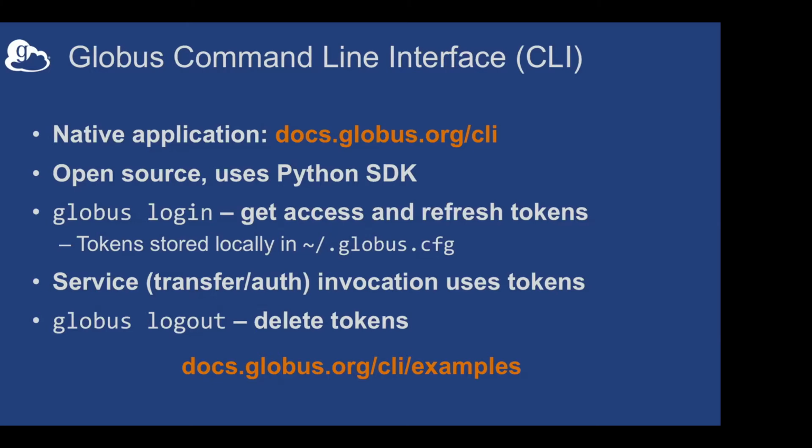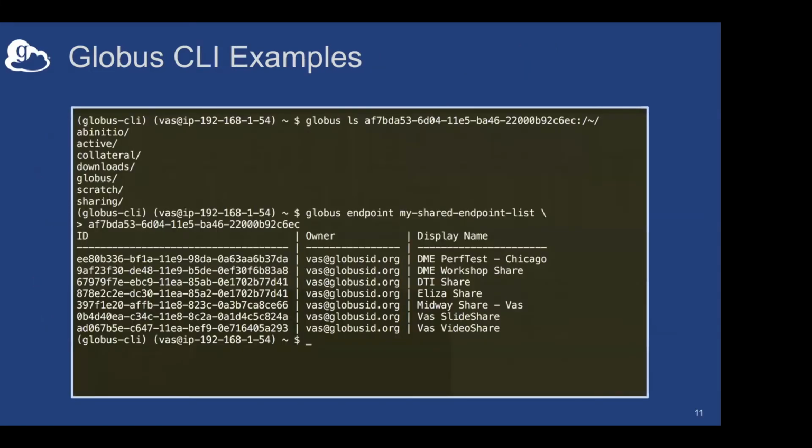So when you first try and access the service, you log in. You get back what we call access tokens and potentially refresh tokens, such that you can continue to run scripts or have scripts run unattended over time without requiring a human in the loop. And here's just a couple screenshots of what it looks like when you're on the command line.